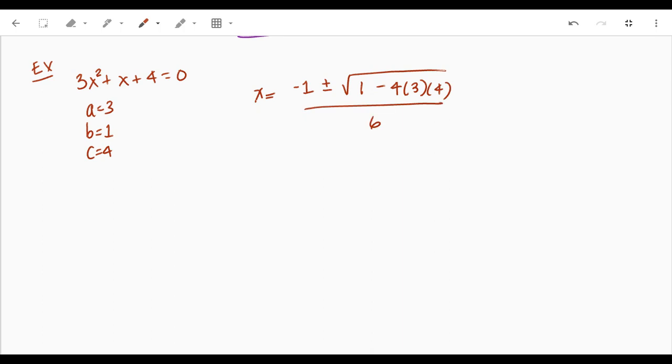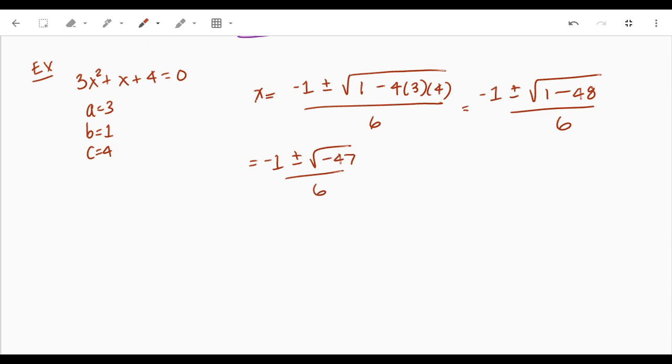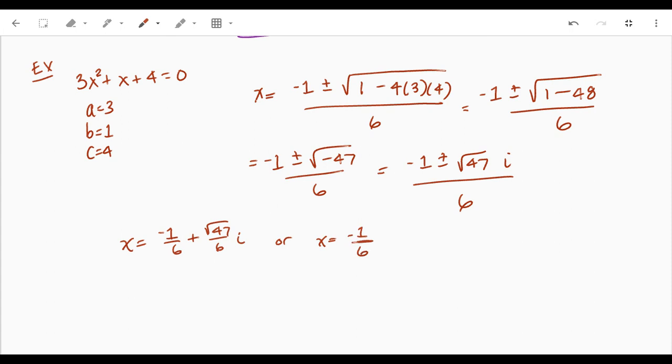So negative 1 plus or minus the square root of 1 minus, that will be 48 over 6, which is negative 1 plus or minus the square root of negative 47 over 6. So negative 1 plus or minus the square root of 47 i over 6. And then we might split that up. Negative 1 over 6 plus the square root of 47 over 6i, or x equals negative 1 over 6 minus the square root of 47 over 6i.